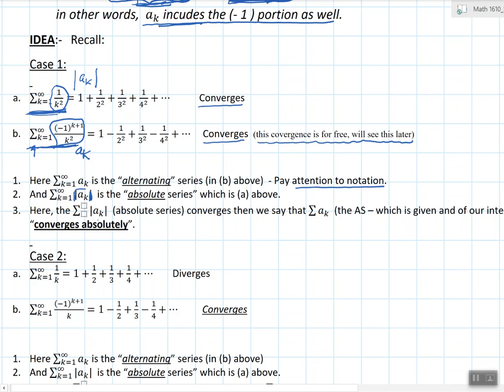So now if the absolute series converges, then we say that the given series, the alternating series, converges absolutely. Let me rephrase it. If the absolute version of your alternating series converges, then we say that the alternating series, the one that we are given, converges absolutely.